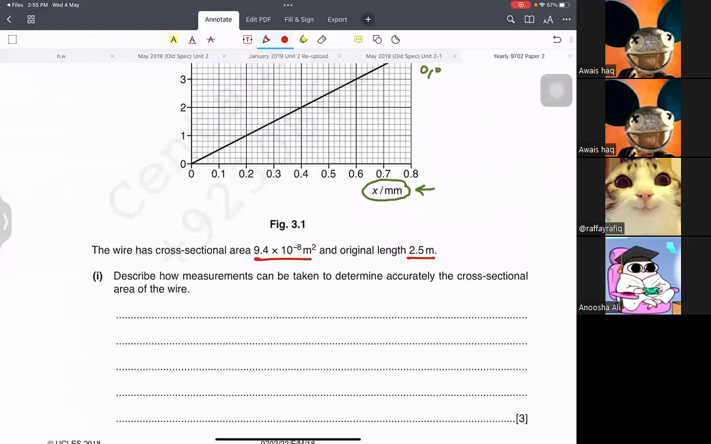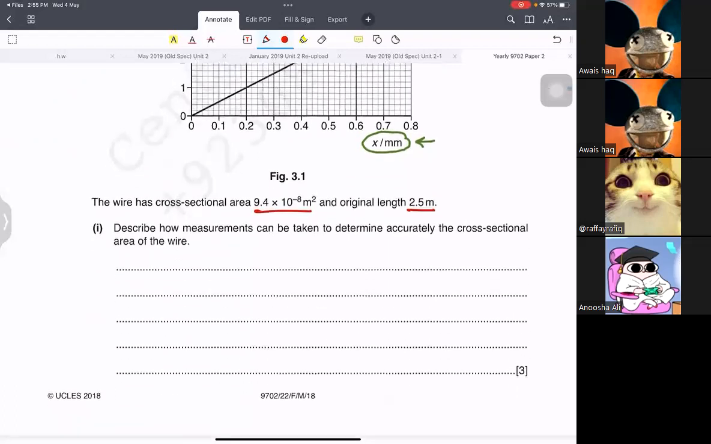Because sometimes in the experiment, you have to measure it using a micrometer or a digital caliper. Then they would basically ask you a problem, right? So you have to give a solution for it. So this is basically the same type of question.